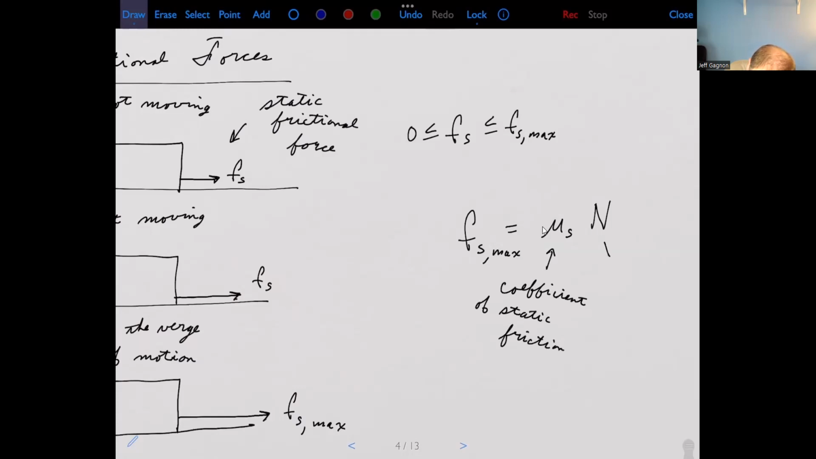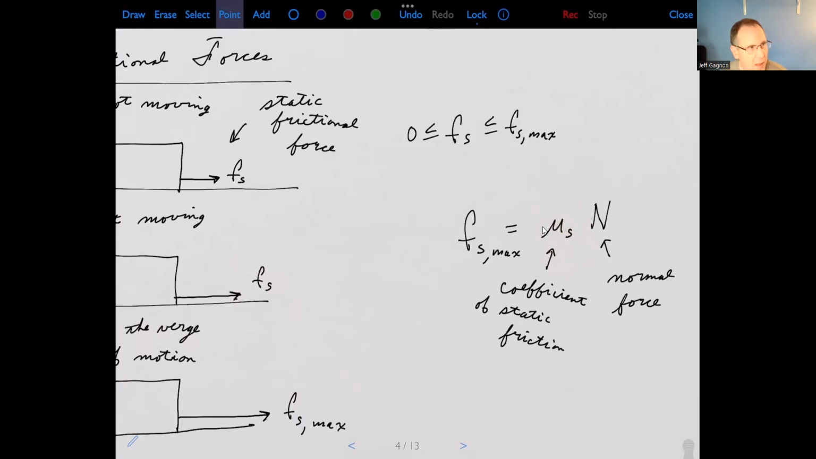And the n here is the normal force. This coefficient here, this is just a number. It represents something about the two surfaces that are moving relative to one another. It might be like 0.72 or 0.80 or 0.55, whatever it is. It's just some number, okay? And then it depends on what the surfaces are, right?